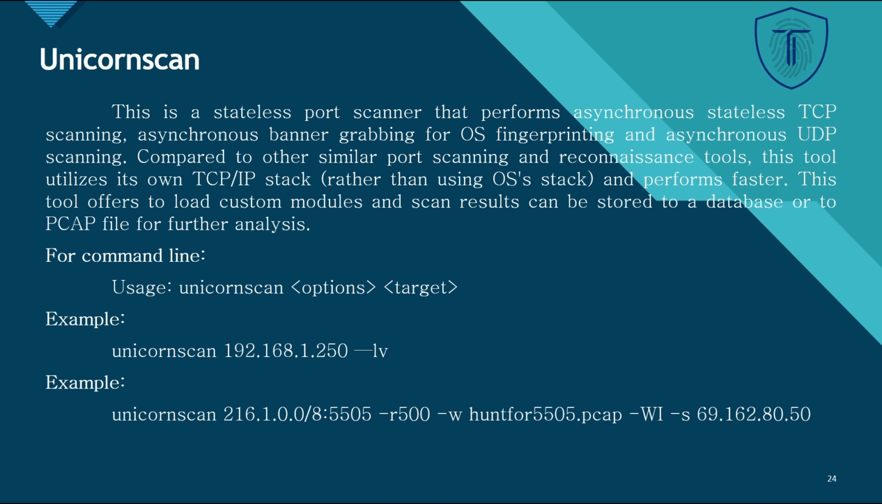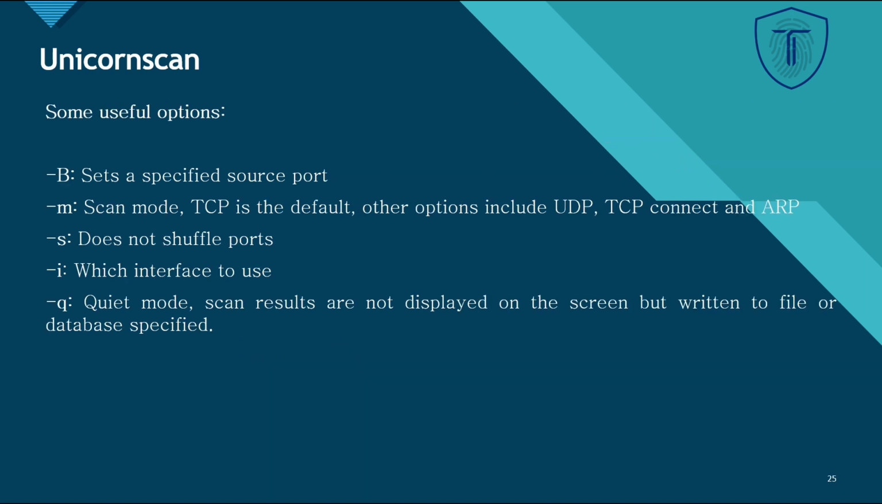Here is another example for Unicornscan in which we are going to scan a subnet for a particular port which is 5505, and our output is stored in a pcap file, and our source port is 69.162.80 and 50.